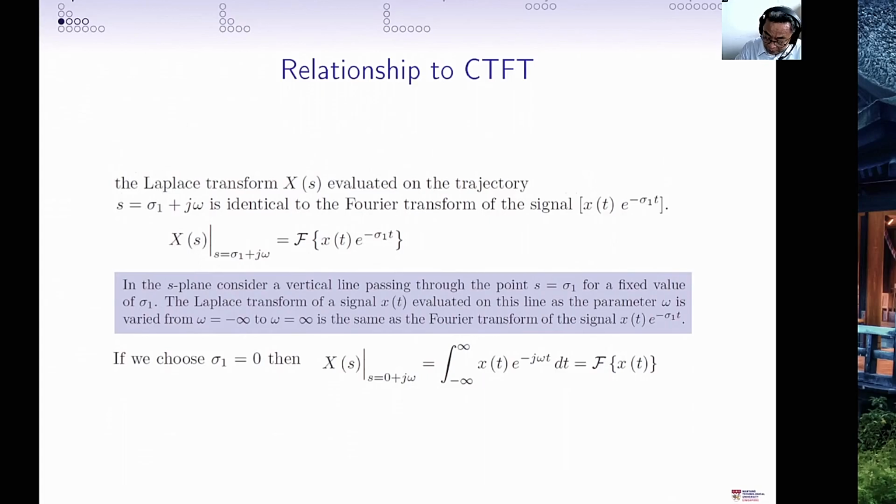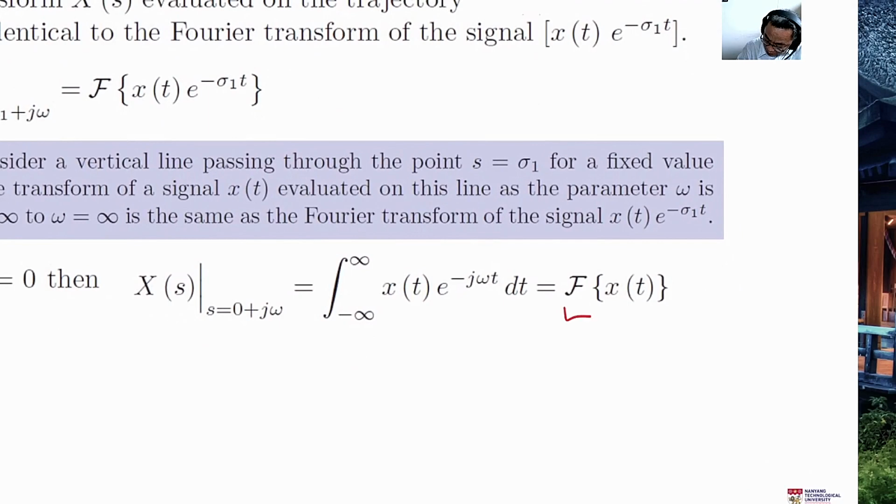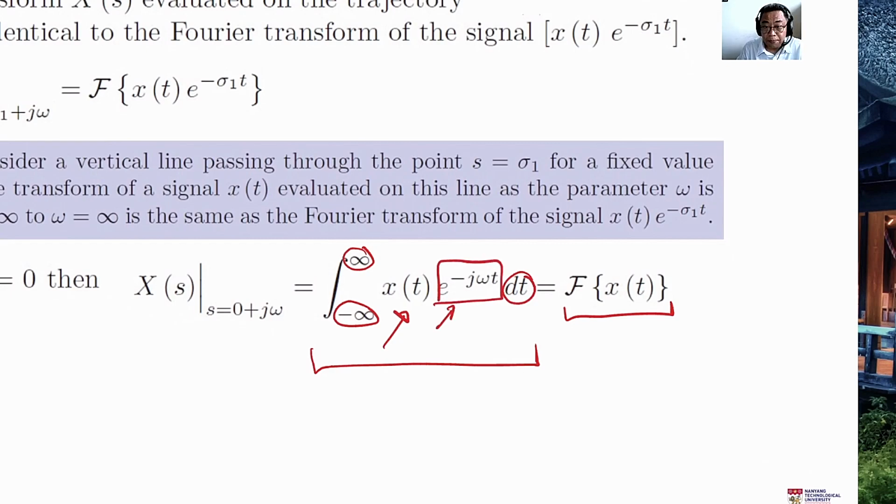We'll now talk about the relationship of the Laplace transform with respect to the continuous time Fourier transform. Let's remind ourselves of the continuous time Fourier transform definition. Given x(t), the continuous time Fourier transform equation looks like this. It is an integration from minus infinity to infinity with respect to time, multiplied by e to the minus j omega t. Now, you'll see that the only difference with the Laplace is this is e to the minus s t.